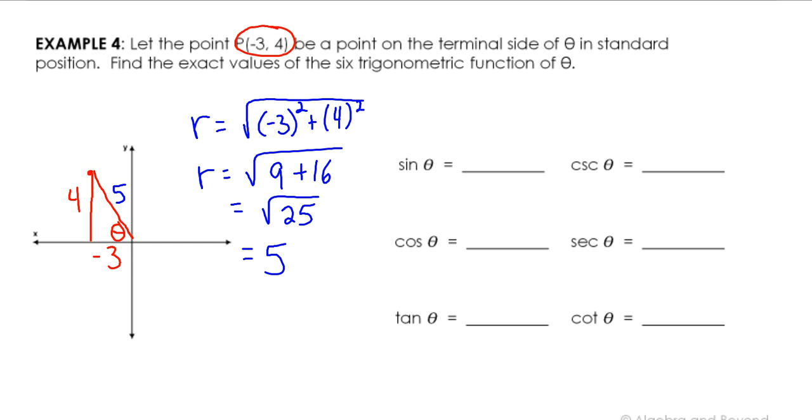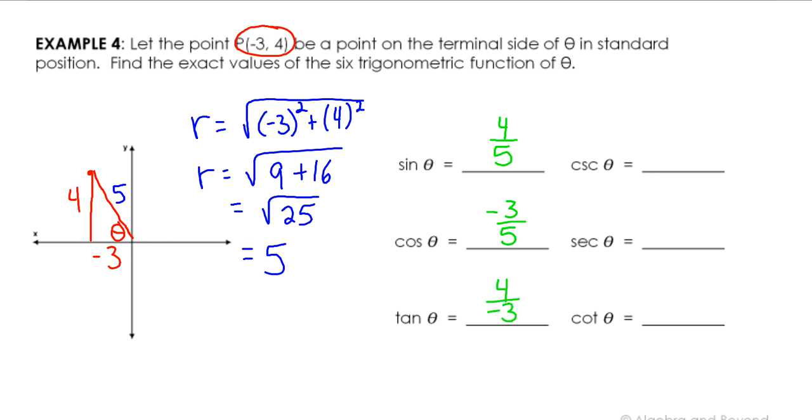Remember, sine is y over r. So my y distance was 4, and my r is 5. Cosine is x over r. So the x direction was -3, and the r is 5. And tangent is y over x. So that is going to be 4 over -3.